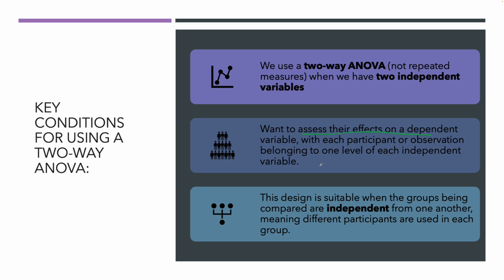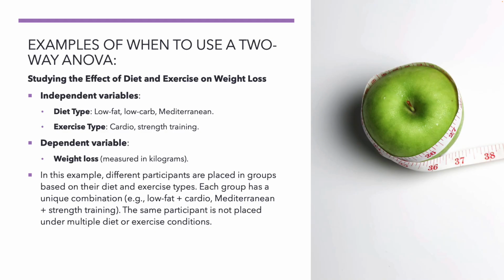Again, like I said, when I'm looking through the textbooks, I realize that statisticians are writing this, and sometimes it's like I have no idea what that means, okay? This design is suitable when the groups being compared are independent from one another, meaning different participants are used in different groups. Okay, so what does that mean? Well, let me give you an example of this.